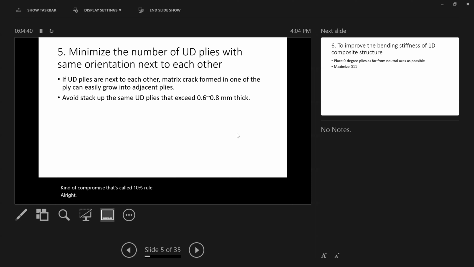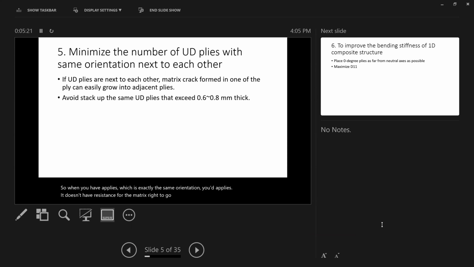This is about sequence. When you have a UD ply, let's say you want to build up thickness and it needs 10 UD plies. You don't put the 10 UD plies in one direction next to each other. In that case, if one UD ply cracked, the crack can easily propagate to other plies. Plies with exactly the same orientation have no resistance to the matrix crack going through the layers.